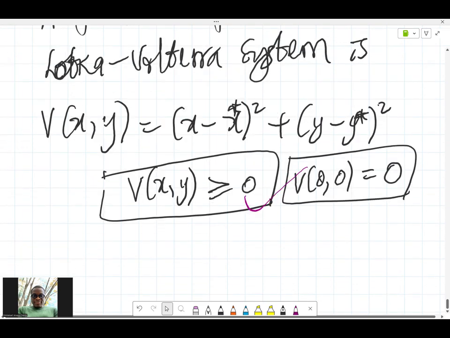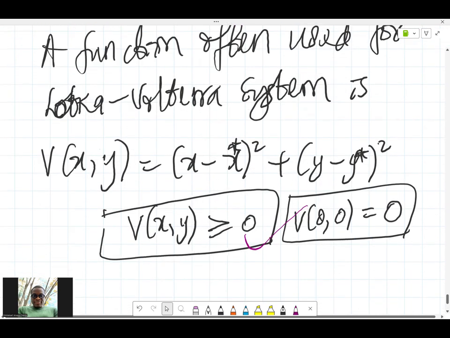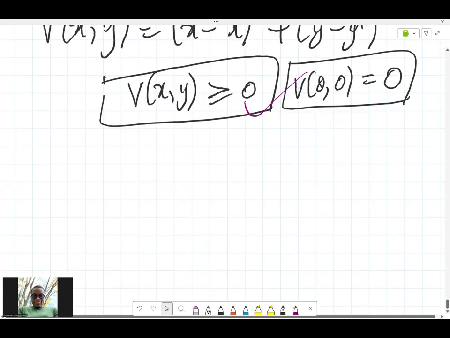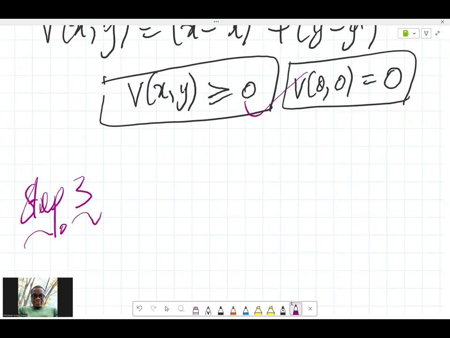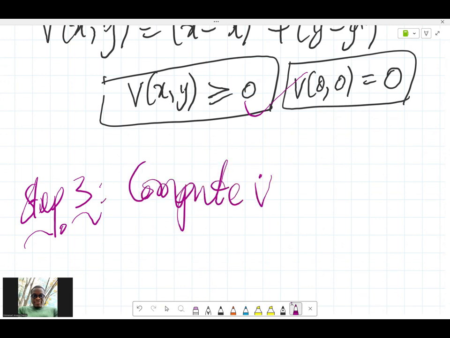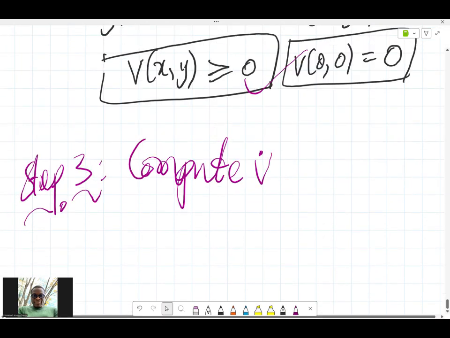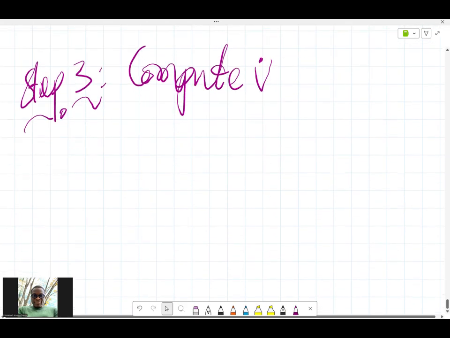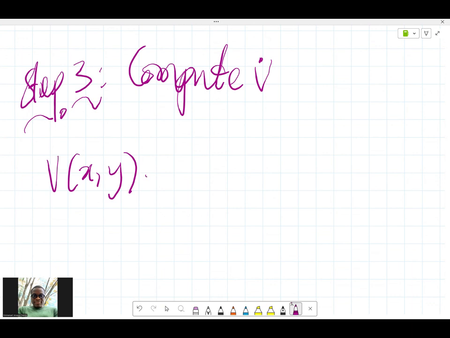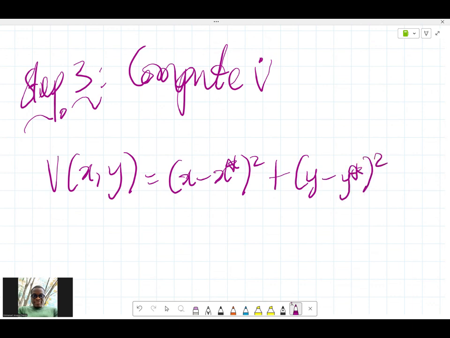Okay, so the next thing we want to see now is the derivative, right? So when you differentiate this, what do we get? There we have step 3 where we compute V dot. We want to compute V dot. In this case, we already have our V(x, y) to be (x - x*)² + (y - y*)², which is positive definite.